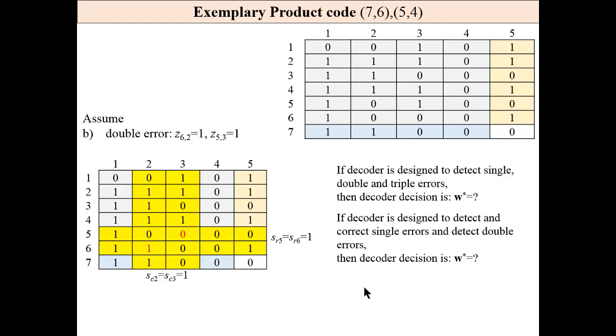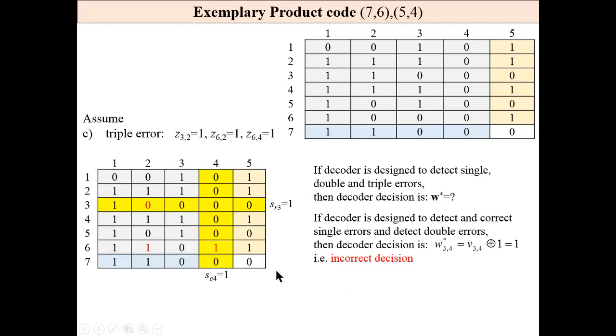Now a triple error. Triple error 1, 2, 3. In this case, please observe that we have the same effect as for a single error, but this is not a single error. Then if the decoder is designed to detect every triple error, the decision is a question mark: W star is a question mark. However, if the decoder is designed to detect and correct single errors, then the decision is incorrect.